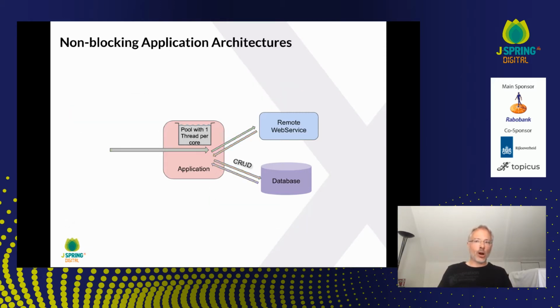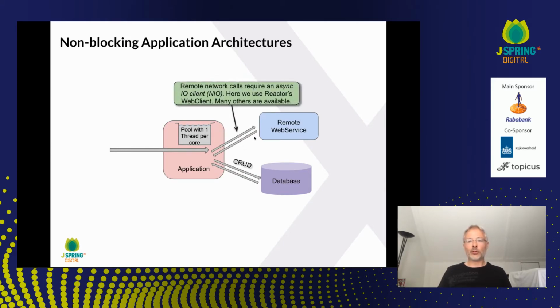There is some important remark to make. First of all, whenever you do some remote service call, HTTP or some other protocol, you will need an async IO client, an IO client that is based on the new IO of Java. In our example, we use Reactor's web client, but there are really many more available. I've seen almost all HTTP clients you have right now have some async way of doing their thing.